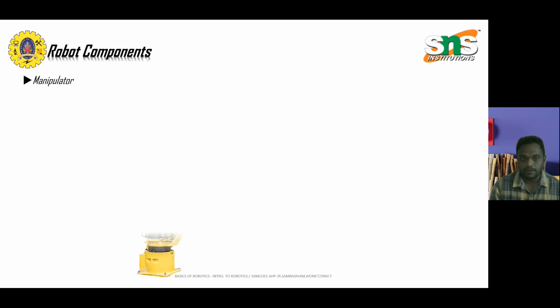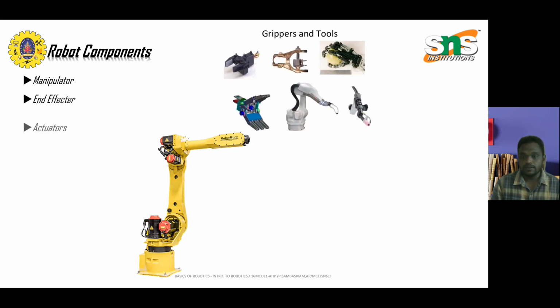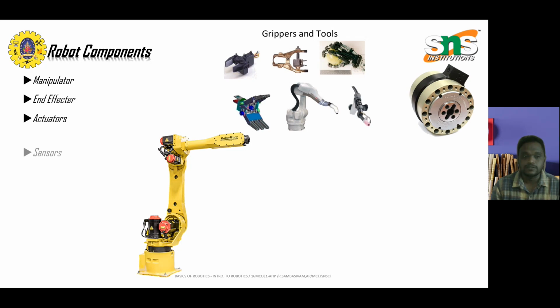The first component is the manipulator, which is like the human arm. Next is the end effector, like the human palm, which can go and perform a specific task, whether picking up parts or releasing products, and can be used for assembly purposes. These can be actuated based upon actuation techniques, and the actuators work based upon sensor feedback.